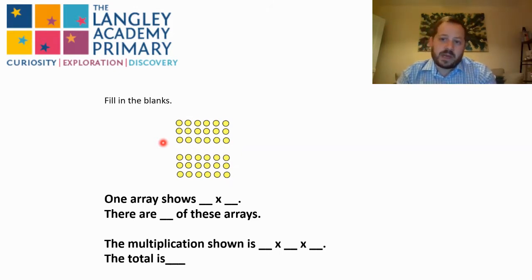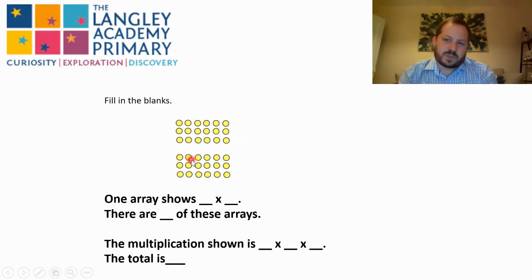But how many of that same array do we have? We have one here, and we have another one here. So we have 2 of those arrays. One array is 3 times 6, and we have 2 of that same array. So the multiplication that is being shown is 3 times 6, and we have 2 lots of that, so it's timesing it by 2.